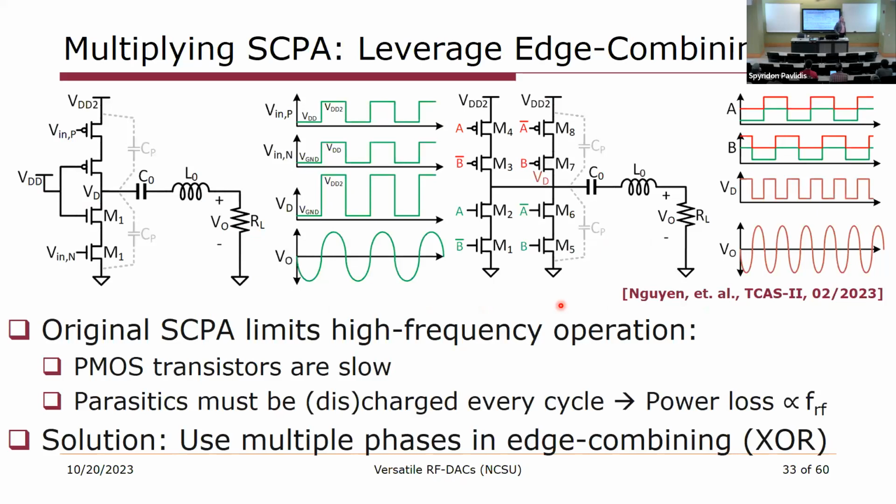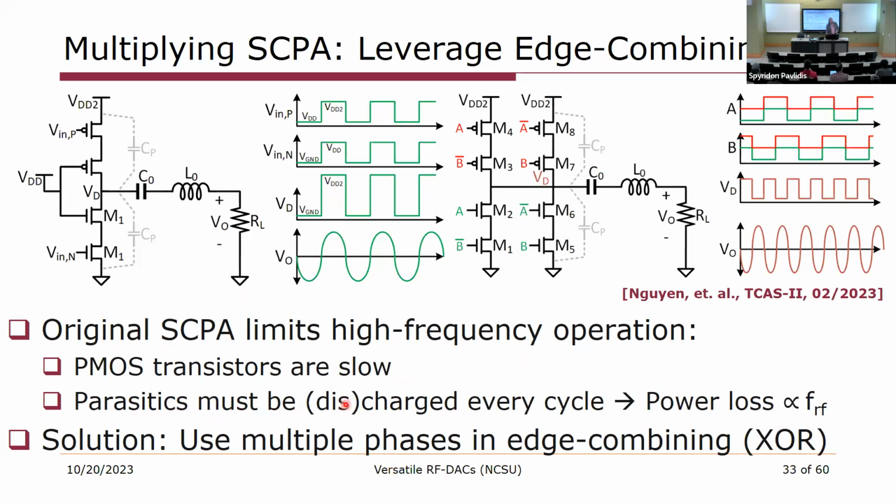All right, so the next thing we wanted to look at is how do we operate these things at higher frequencies? The one I just showed you was more or less operating in S-band up to 2.5 gigahertz, but we wanted to go higher in frequency. The original SCPA has two primary limitations in increasing its frequency. The first is that PMOS transistors are slow, and our architecture uses both PMOS and NMOS transistors. We have to switch the high side supply and the low side supply, which means we need a PMOS. Most power amplifiers only use NMOS transistors, so that's a downside for us.